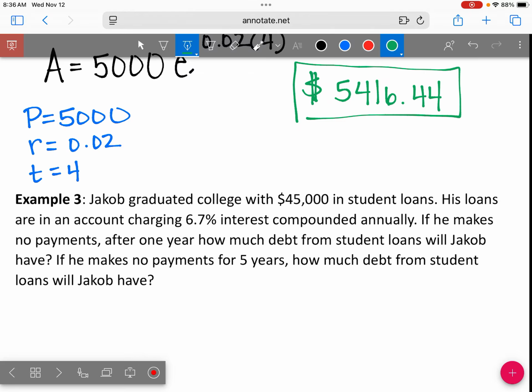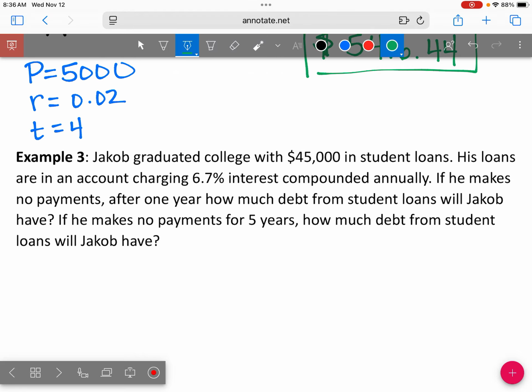Now let's talk about student loans. Jacob graduated college with $45,000 in student loans. His loans are in an account charging 6.7% interest compounded annually. So compounded annually means N is 1. If he doesn't make any payments after 1 year, how much debt from student loans will Jacob have?